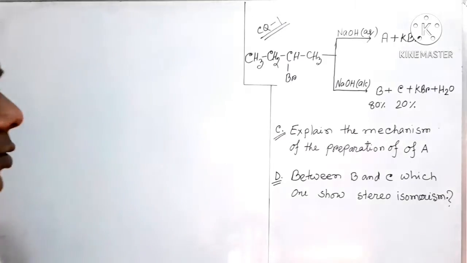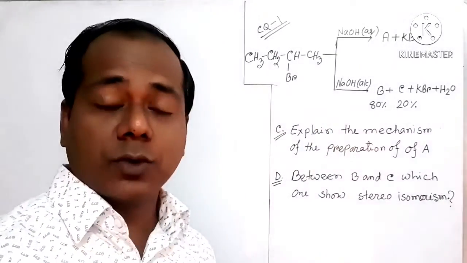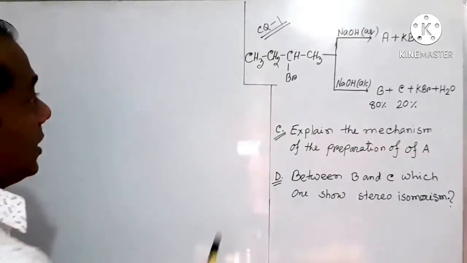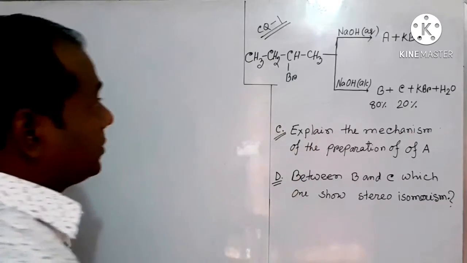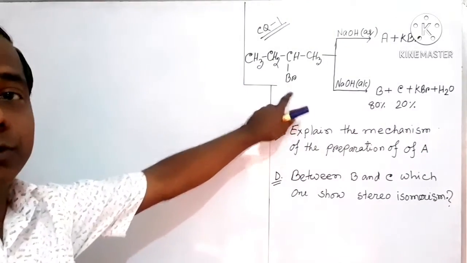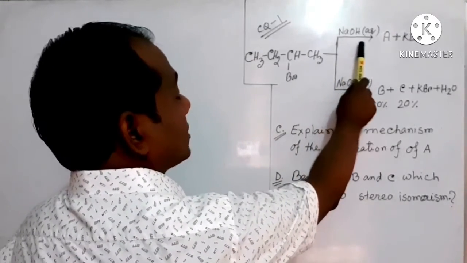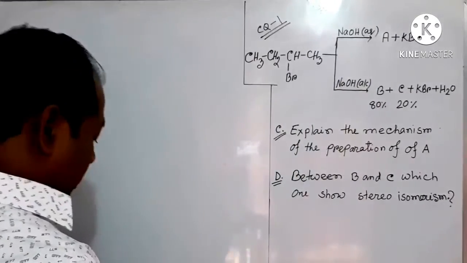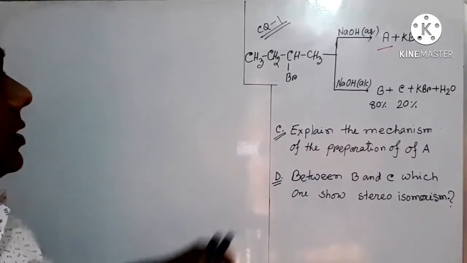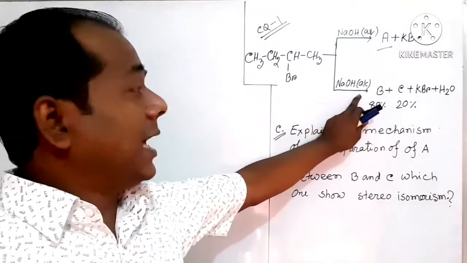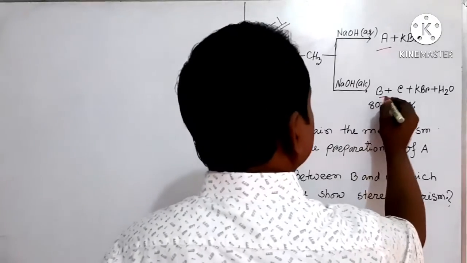Dear students, today we discuss a creative question from aliphatic hydrocarbon. Here, given this compound CH3CH2CHBrCH3, that means this is 2-bromobutane. When it reacts with aqueous sodium hydroxide solution, we get compound A. And when the compound reacts with alcoholic sodium hydroxide, we get compounds B and C.